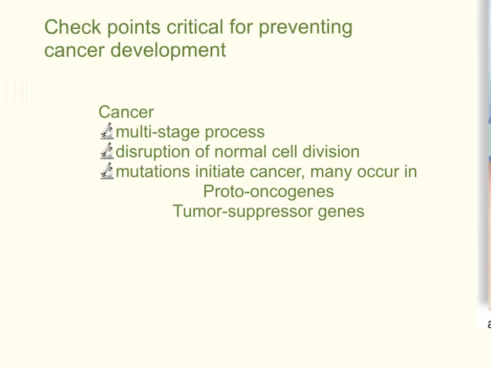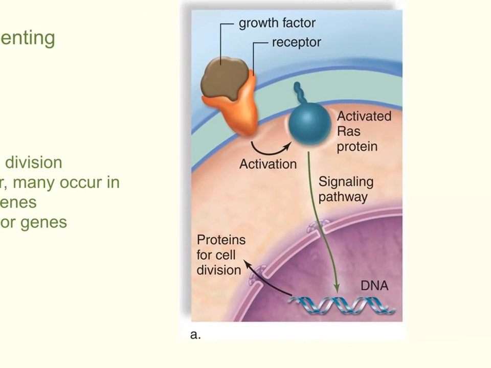So we will talk about how mutations in either of these genes affect the cell cycle and promote the development of cancer. Let's start with the proto-oncogenes. It's kind of a long, complex name.